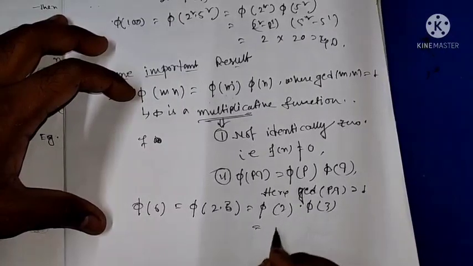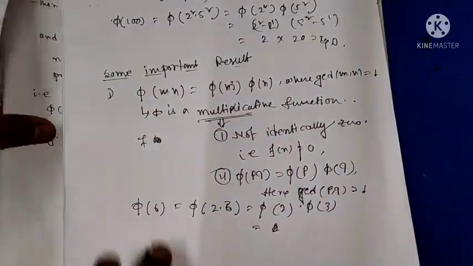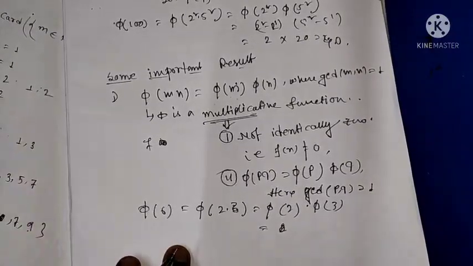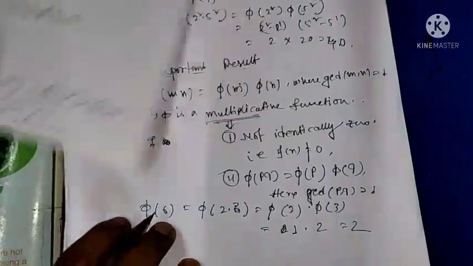This will be phi of 2 is equal to 1, 1 into 2 is equal to 2. Okay.